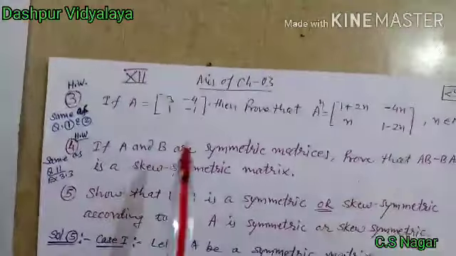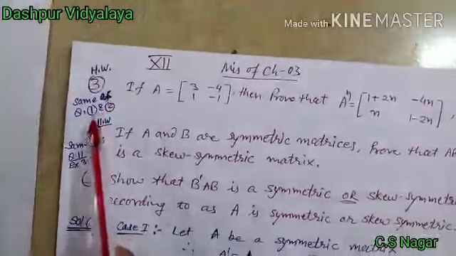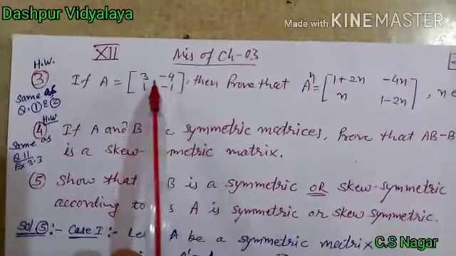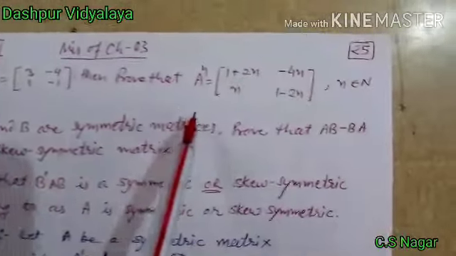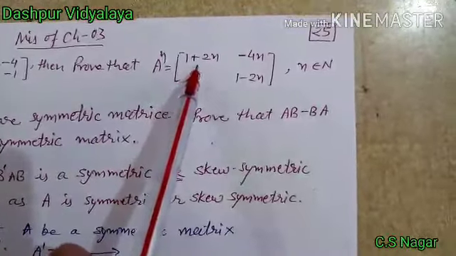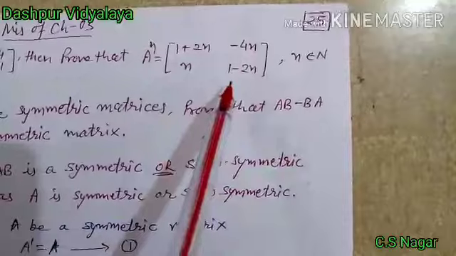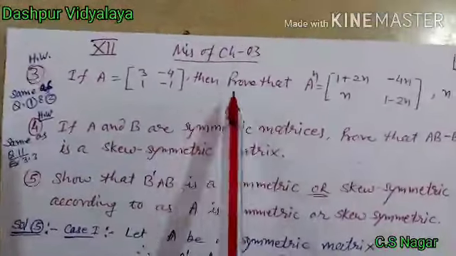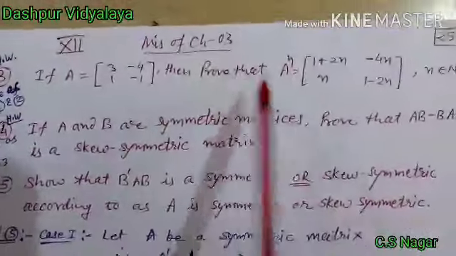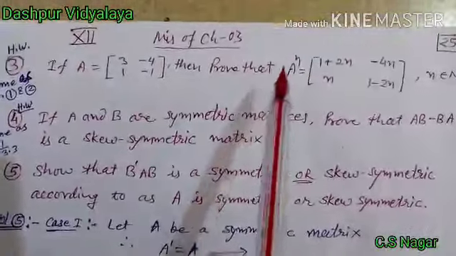Now third question also same, which is homework for you. So if matrix A is equal to 3, minus 4, 1 and minus 1, then prove that A to the power n is equal to 1 plus 2n and minus 4n, n, 1 minus 2n, and n belongs to N. So once again, same as question number first and second, try this question by PMI, principle of mathematical induction.